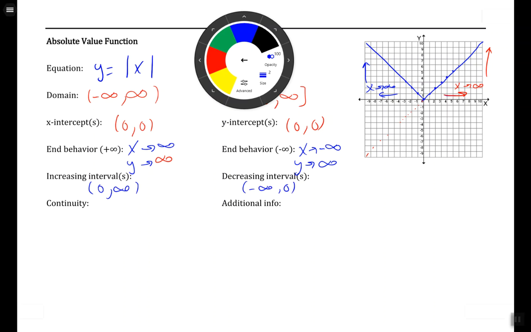All right, is it continuous? To draw that, did you have to pick up your pencil? Are there any removable or non-removable discontinuities? Any holes? Any asymptotes? No, so it's continuous over what to what? Negative infinity to infinity. Say negative infinity first, but you're right. So it is continuous from negative infinity to infinity and beyond. I'm going to rewrite that so it's a little neater.